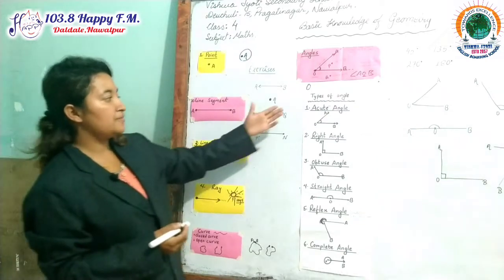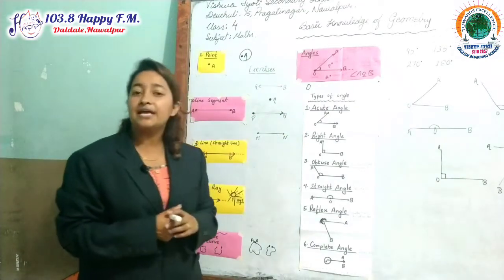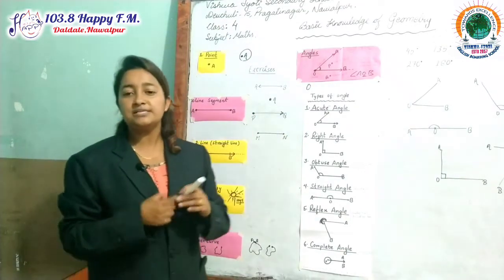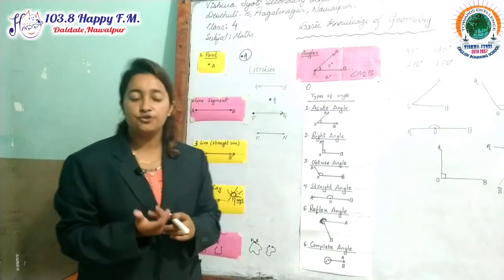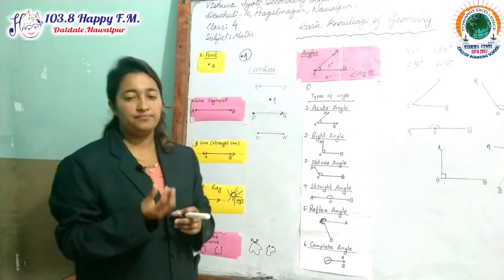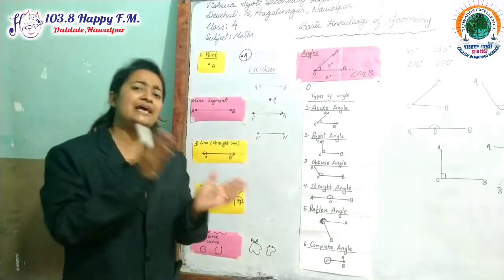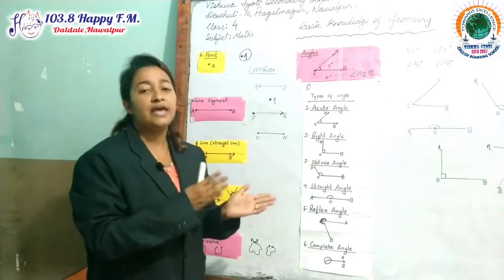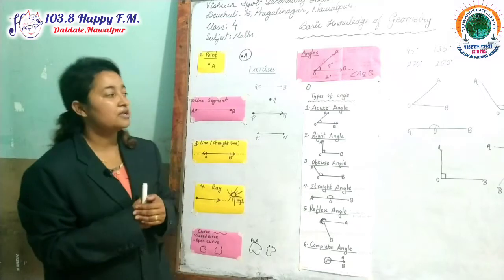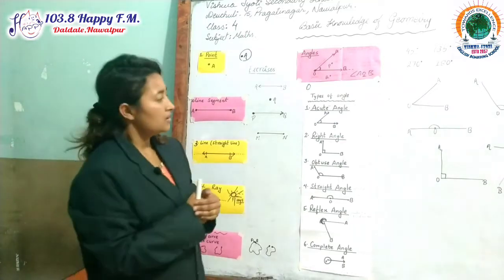So, let's start with the acute angle. What is an acute angle? Do you know the meaning of acute? Acute means small, the smaller one. So, the angle which is less than 90 degrees is called the acute angle.